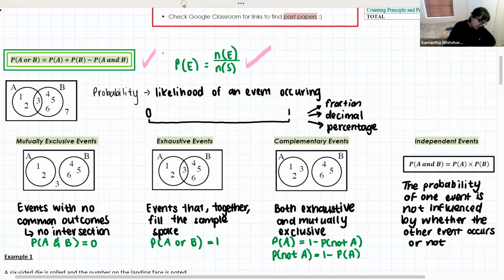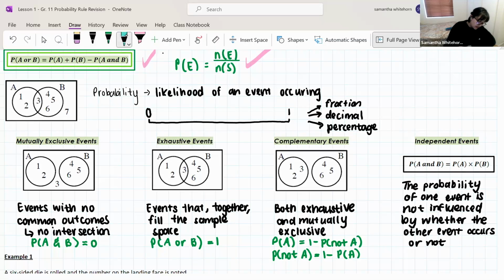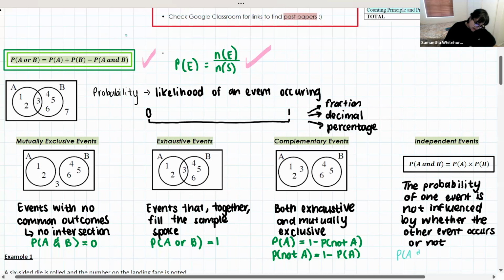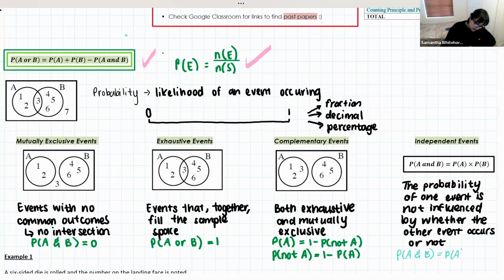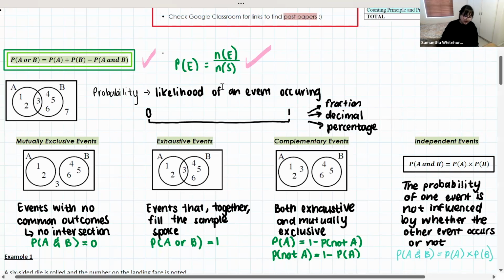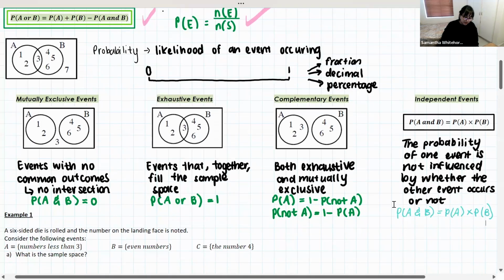Right, so this rule, I'm going to write it in a different color because it's one that you need to know. Like I said, I can guarantee you, you're going to be asked an independent events question. Is the fact that the probability of A and B is equal to the product of the probabilities of A and B. So probability of A and B is equal to the probability of A times the probability of B.